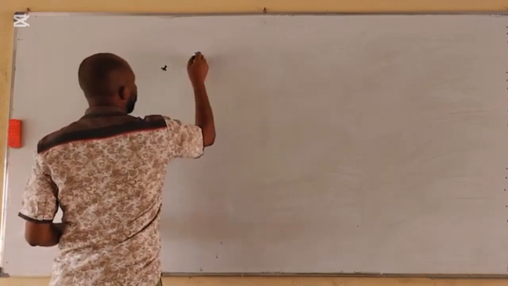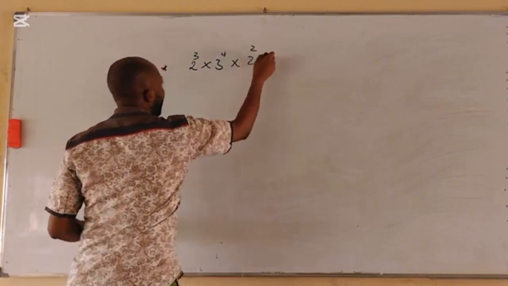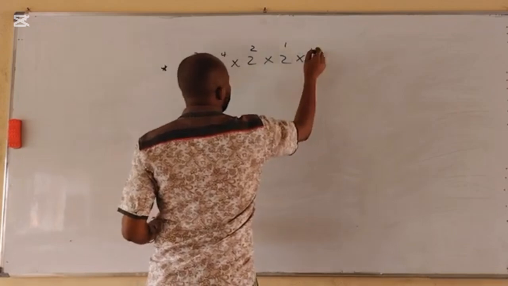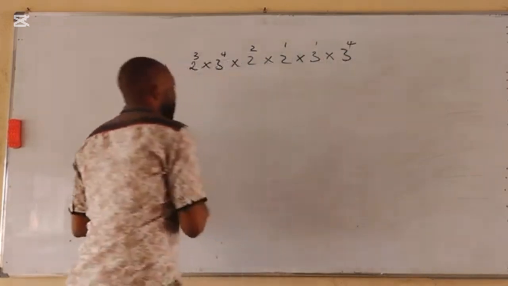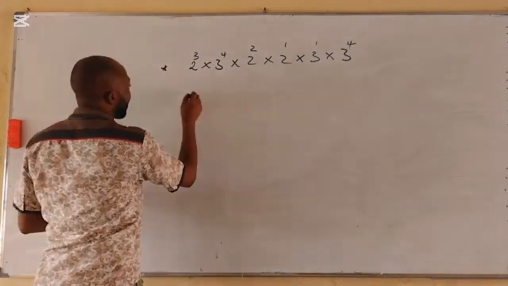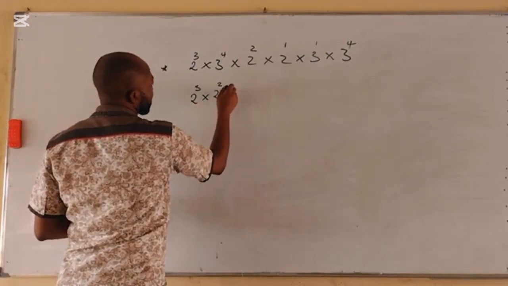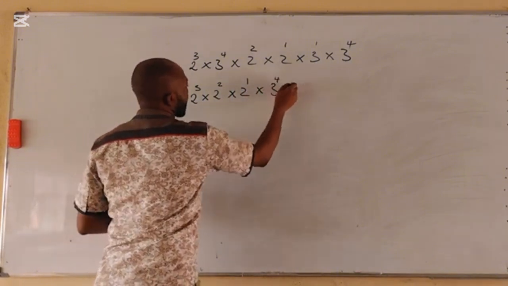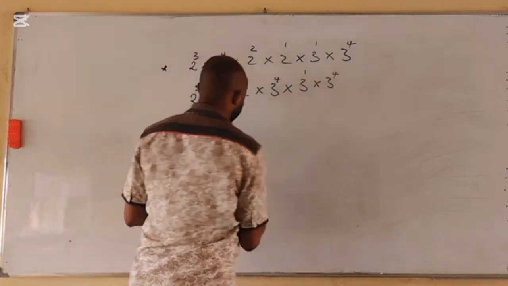2 raised to the power 3 times 3 raised to the power 4 times 2 raised to the power 2 times 2 raised to the power 1 times 2 raised to the power 3 raised to the power 1 times 3 raised to the power 4. I will bring them all together by regrouping them. So I have my 2 raised to the power 3 times 2 raised to the power 2 times 2 raised to the power 1 times 3 raised to the power 4 times 3 raised to the power 1 times 3 raised to the power 4.